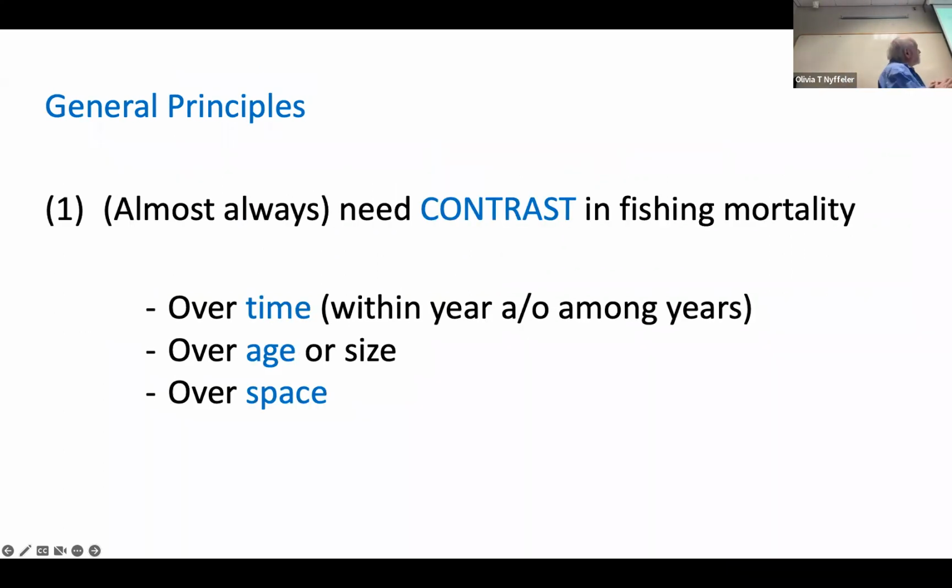Okay, so I'm saying you need contrast in fishing mortality. I'm not sure what I mean by that. Fishing mortality could vary over time, and by that I mean from year to year or within a year. It could vary over age or size, or it could vary over space.